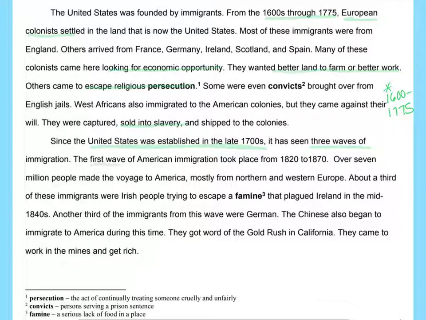So here we have this first wave of immigration from 1820 to 1870. And in terms of important information, people are coming from Northern and Western Europe. We've got a third that were Irish, escaping a famine. And we've got another third that's German. And then we also know that the Chinese were coming as well.